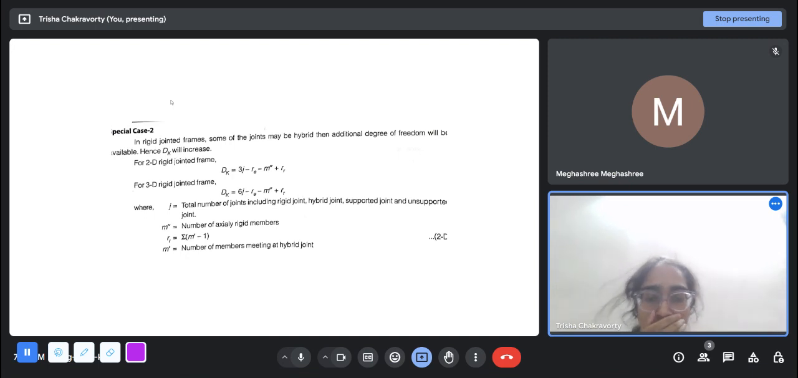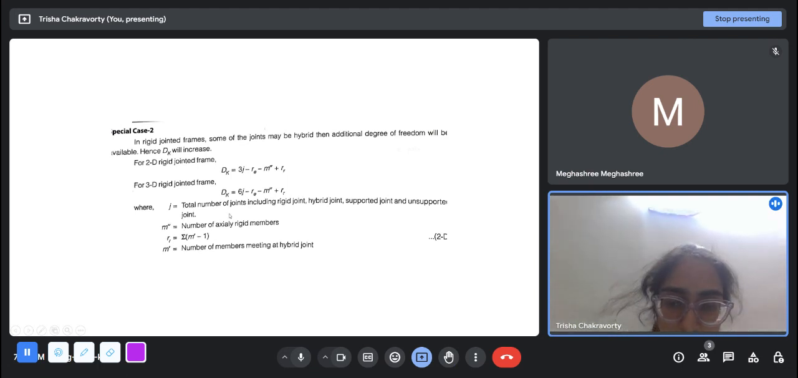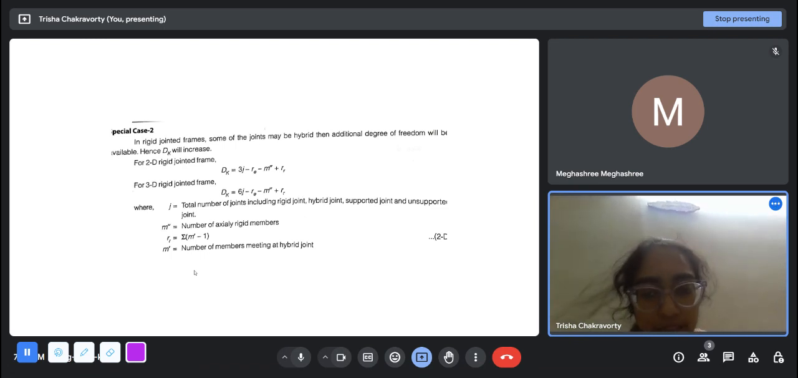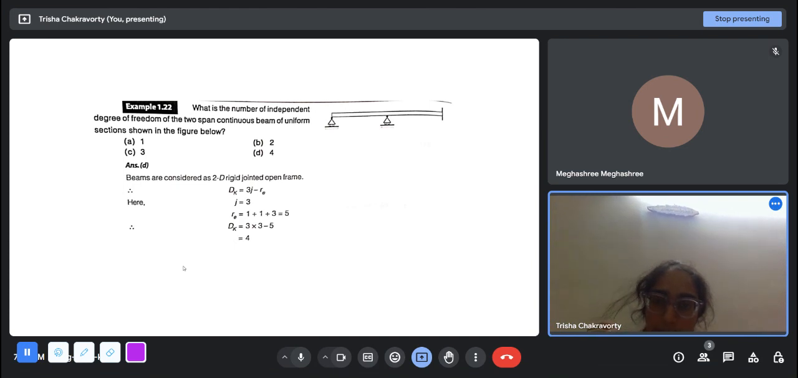So if m dash is the number of members meeting at a hybrid joint, that is at an internal hinge, for 2D, RR is sigma m dash minus 1. I mean sigma is for each internal hinge. If there are two internal hinges, then you have to add m dash minus 1 for both of them. And in the 3D space, this RR value becomes sigma 3 into m dash minus 1. We have looked at something similar like this in static indeterminacy as well. Some examples will make it clear.